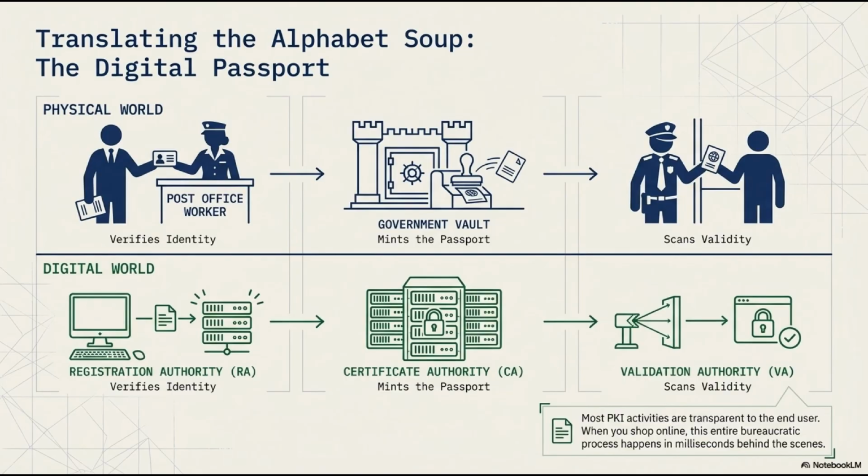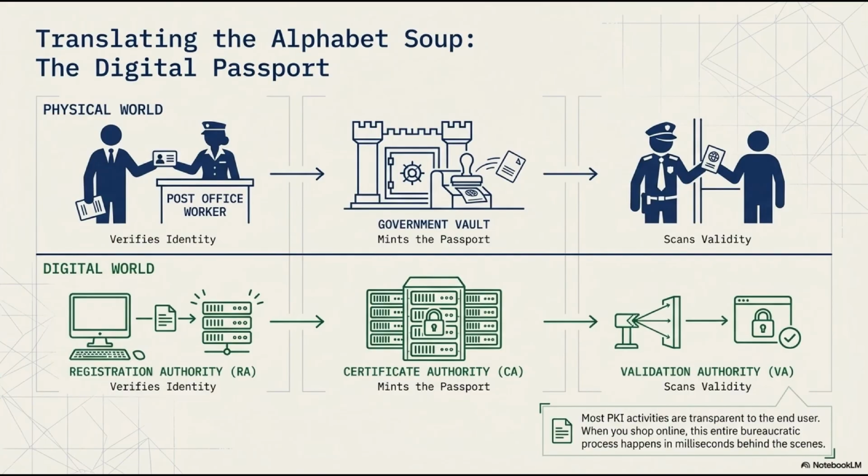Awesome. And finally, we have the VA, the Validation Authority. This is your border guard. Exactly. When you travel internationally, the border guard doesn't issue you a passport. They just scan it. Right. They check, is it real? Has it expired? Has it been reported stolen? Right, or revoked.